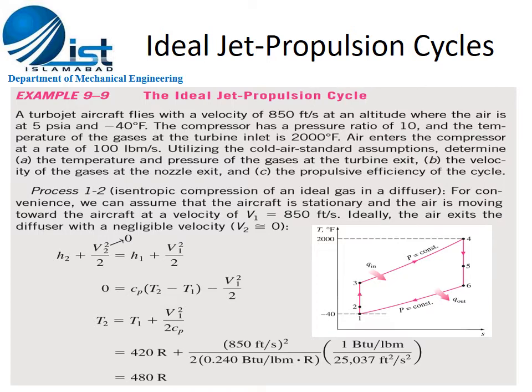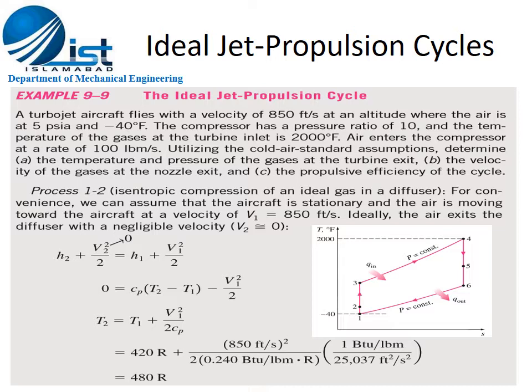Now let us come to our numerical problem. Process 1 to 2 is called the diffusion process, and this is isentropic compression of an ideal gas in a diffuser. For convenience, we can assume that the aircraft is stationary and the air is moving toward the aircraft at a velocity of V1 equal to 850 feet per second. This velocity is known. Similarly, ideally the air exits the diffuser at point 2 with negligible velocity, V2 equal to 0.